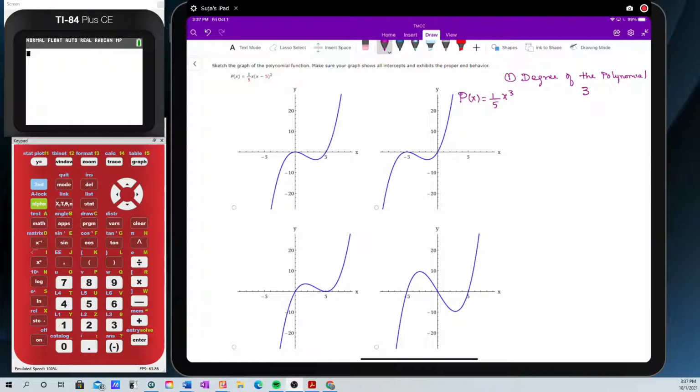Okay. The second one is the power term of the function, p of x equals 1/5 x to the power of 3. Therefore, the end behavior is going to be: it's going to rise on the right and fall on the left. Okay. The next part would be to find the zeros of the polynomial.